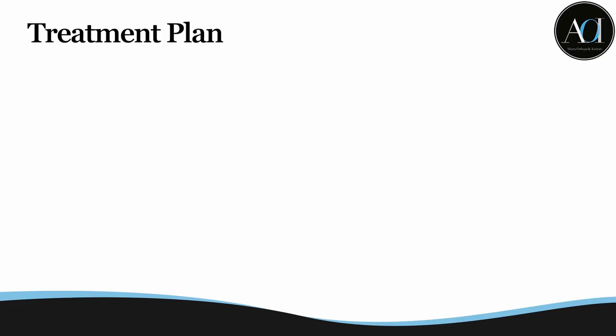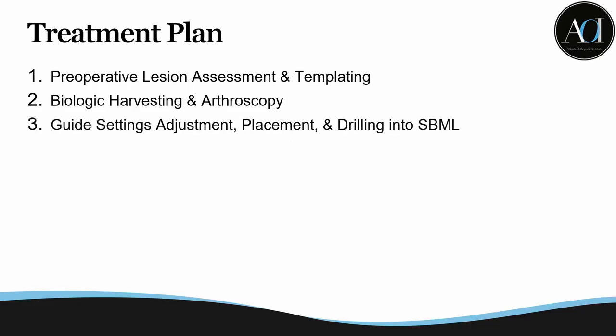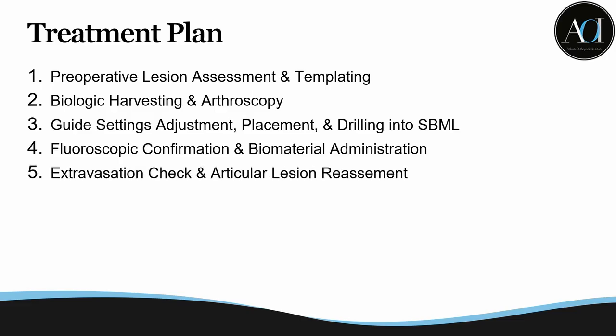The surgical technique consists of 5 basic steps. First is preoperative assessment and templating. Second, harvesting of biologics, arthroscopy, and identification of articular landmarks. Third, guide adjustment, placement, and drilling into the bone marrow lesion. Fourth, fluoroscopic confirmation and administration of biomaterials. The final step is repeat arthroscopy to check for extravasation.